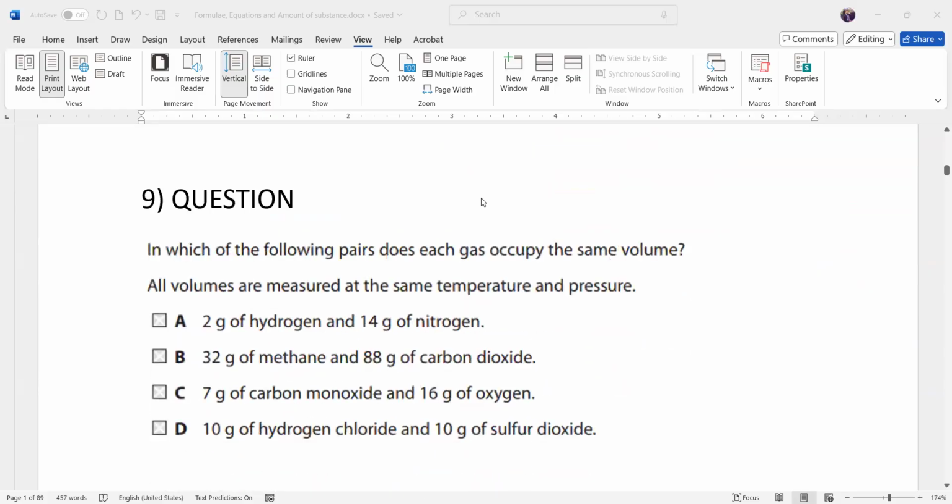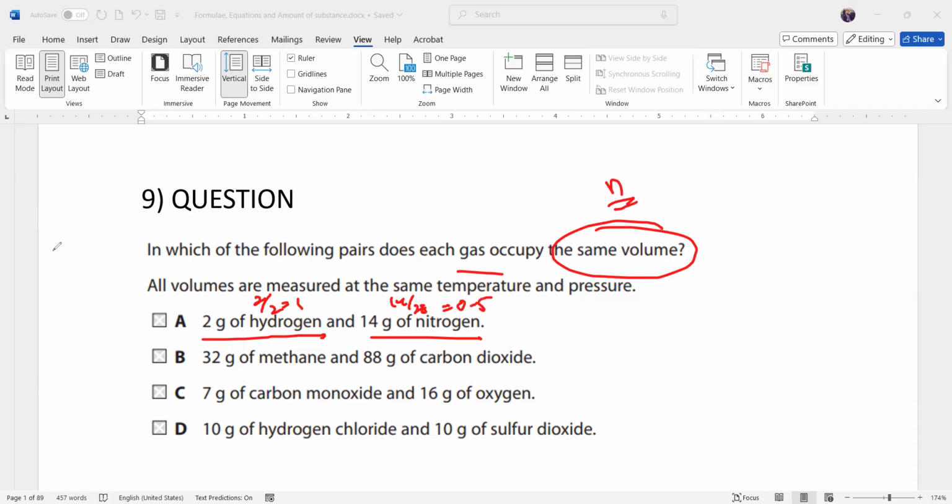Question 9. In which of the following pairs does each gas occupy the same volume? When gases occupy the same volume, they will have the same moles. So what we simply have to do is find the moles for each. 2 grams of hydrogen. Hydrogen mass is 2. So 2 divided by 2 gives 1. 14 grams of nitrogen. So 14 divided by 28, since nitrogen is N2, gives 0.5. So moles are not the same. So it cannot be A.